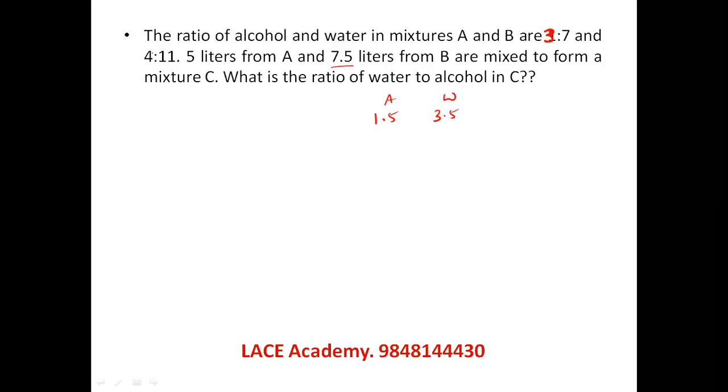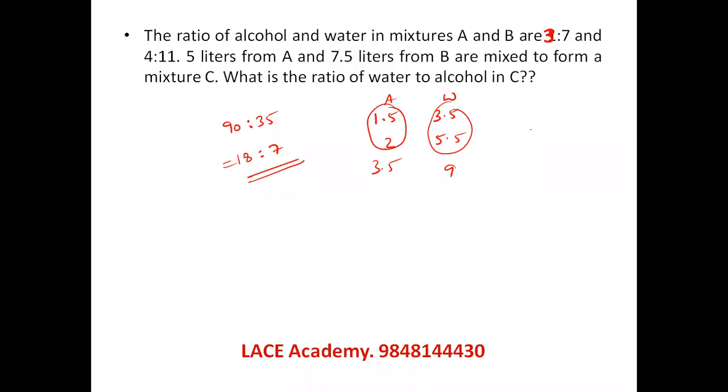And 7.5 liters out of 4:11. 4:11 is a total of 15 parts. 7.5 by 15 parts, each is half. 4 halves is 2 and 11 halves is 5.5. So these are the alcohol and water present. What is the ratio of water to alcohol if they are mixed? If they are mixed, water will be a total of 9, alcohol will be 3.5. So water to alcohol will be 9:3.5, or you can write it as 18:7. So just change it to 3:7. This is also a typo mistake that happened. So 18:7 is the option that will actually be the correct answer.